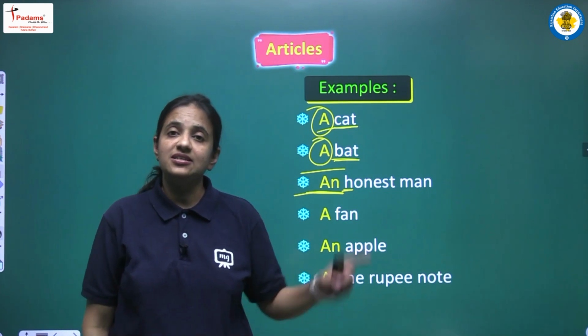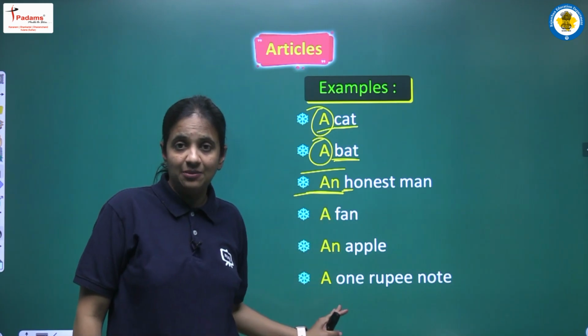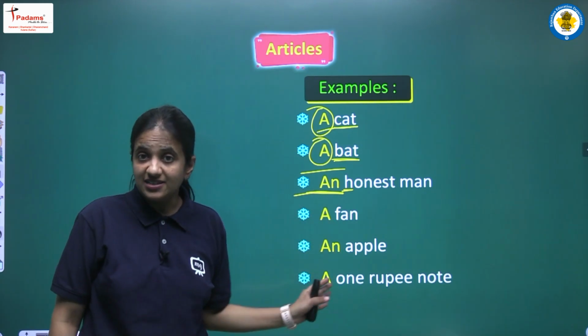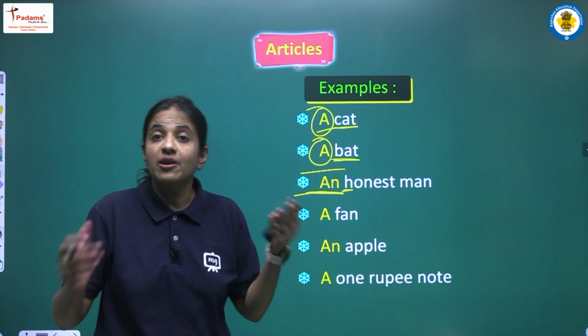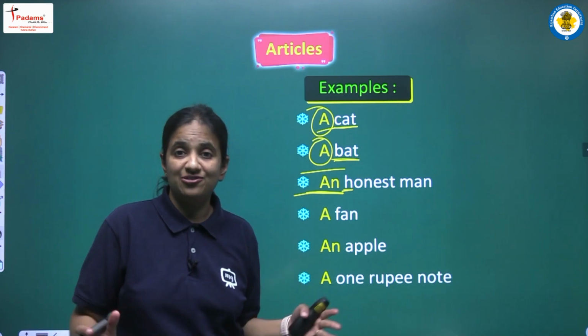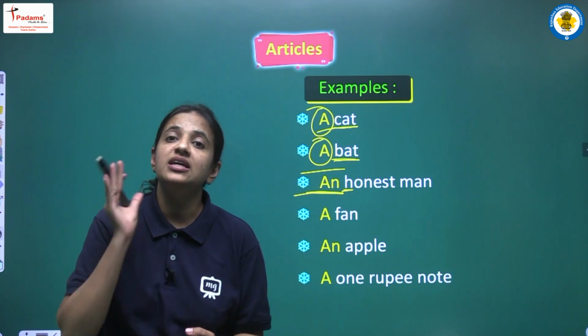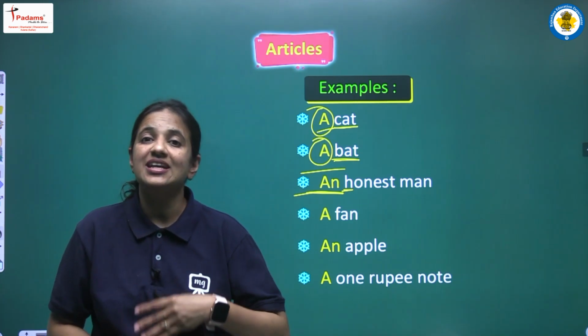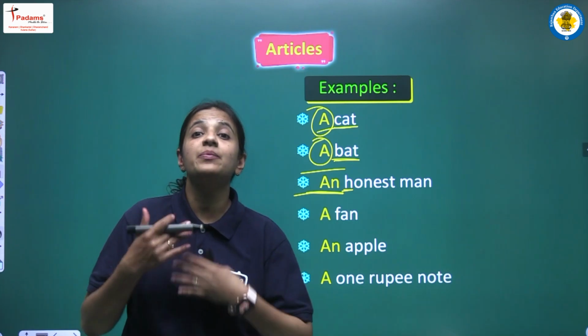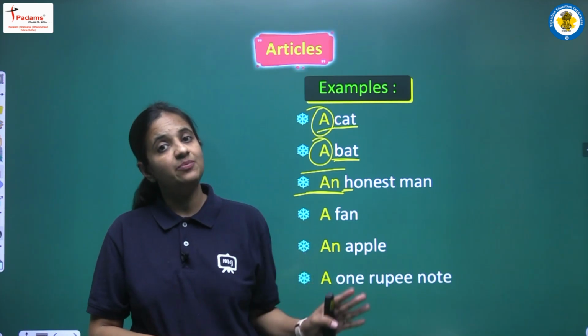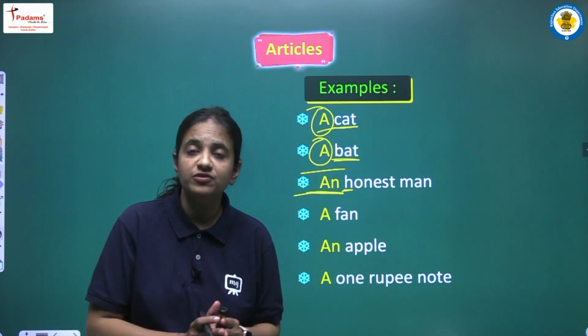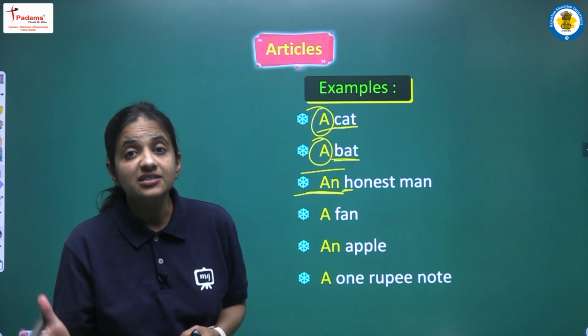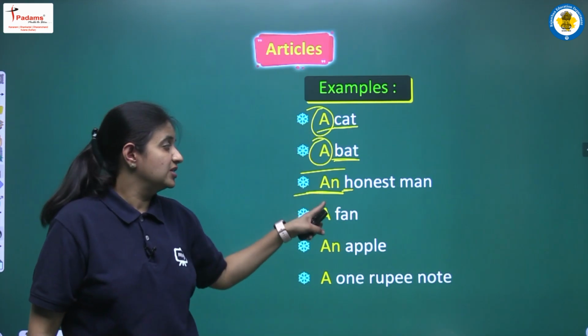Okay, so students, here again we are having these examples. Why? Just to practice this thing again and again, just to remember this thing very carefully, that we have to focus on the sound. We don't need to see the alphabets, we don't need to see the spellings, but we have to see the pronunciation, and according to the pronunciation, according to the sound of the word, or we can say the starting sound of the word, we have to use the articles.